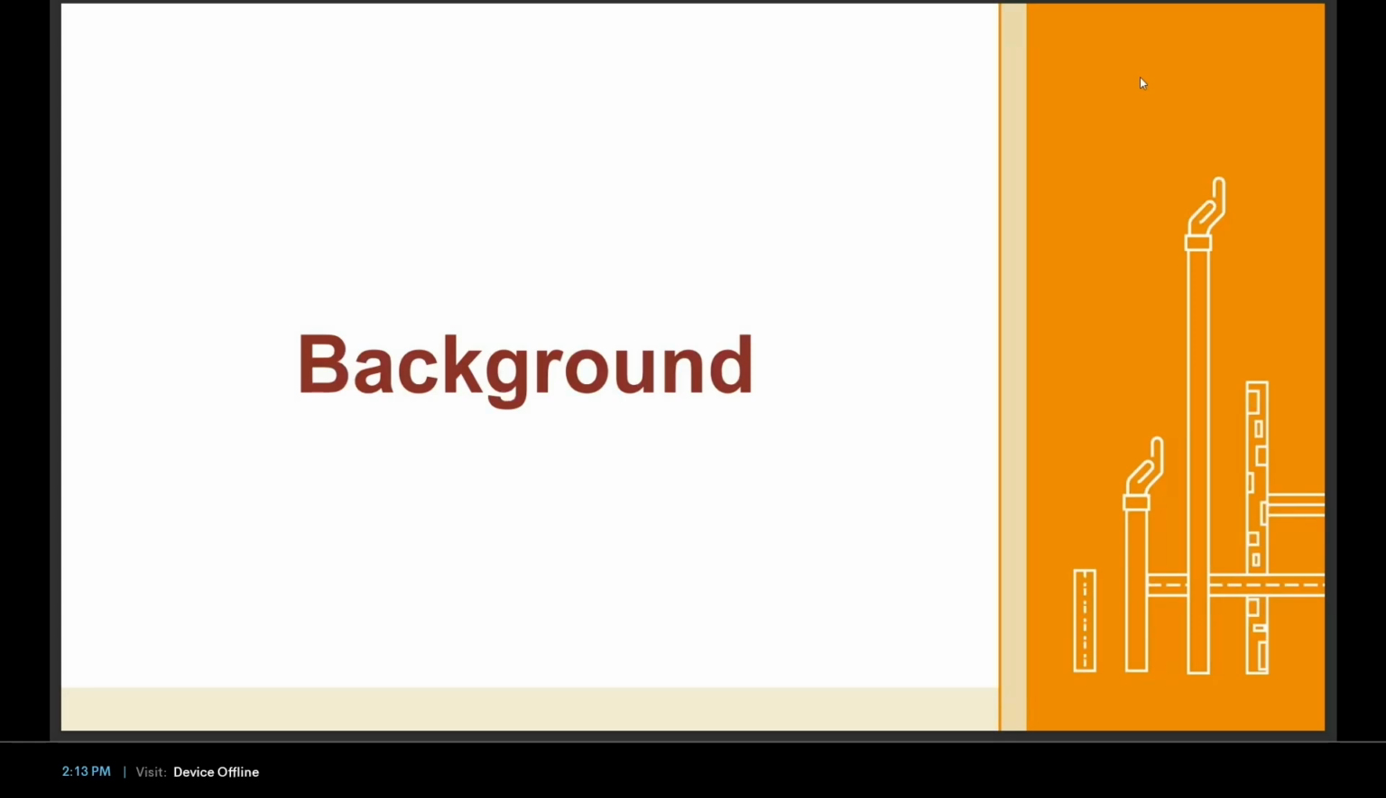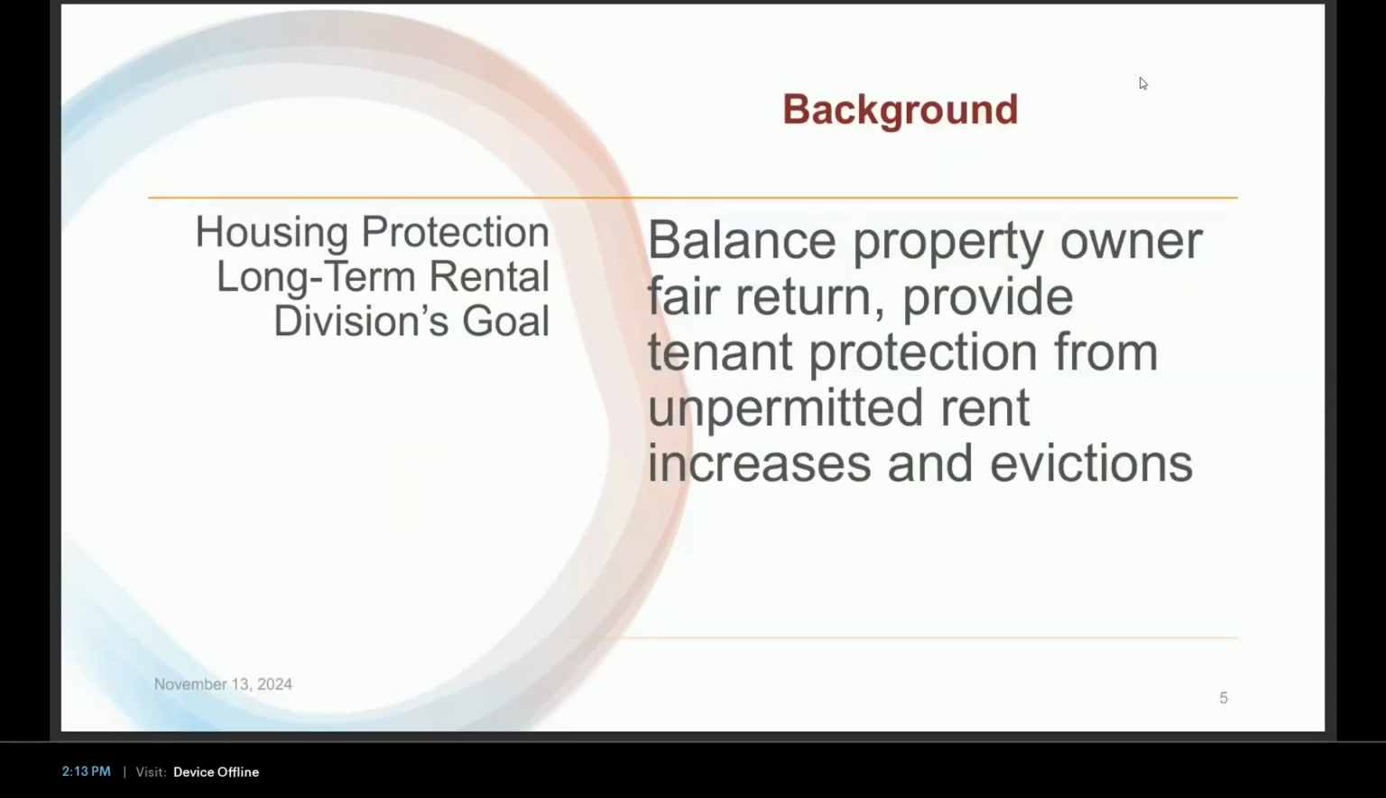So first we're going to get into a background. How did we get here? So the Housing Protection Long-Term Rental Division's goal is to provide a balanced property owner fair return for their investment and to provide tenants with protections from unpermitted rent increases and evictions. So it's really in support of protecting tenants from the growing housing crisis with rising rents, but also understanding the owner's need for the right to a fair return.